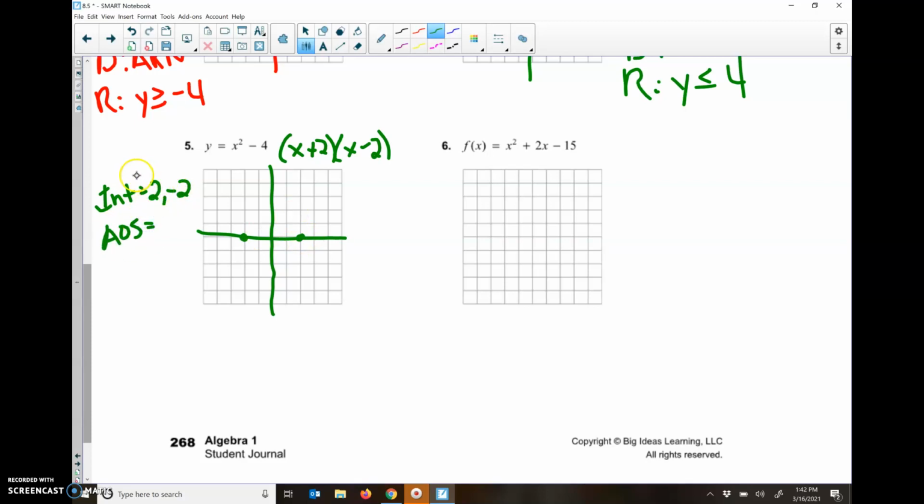Well, 2 plus -2 is 0. 0 divided by 2 is 0. So my axis of symmetry is 0. So now I got to plug in 0 into that graph.